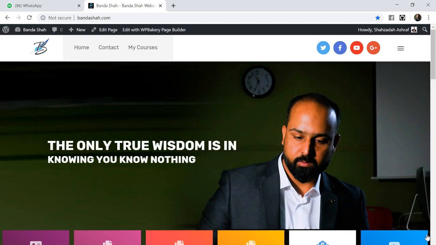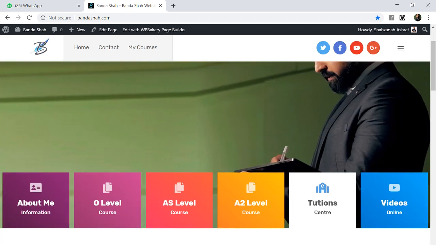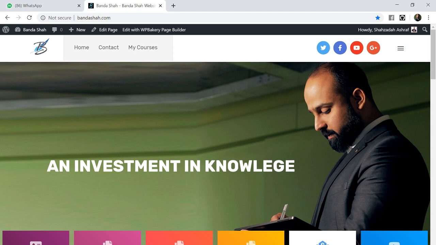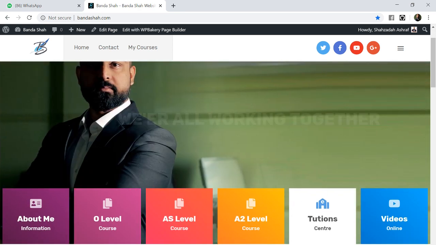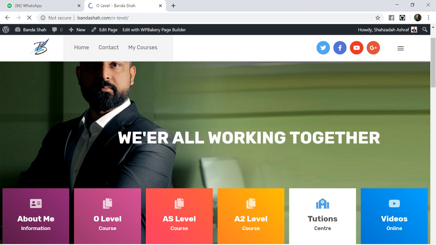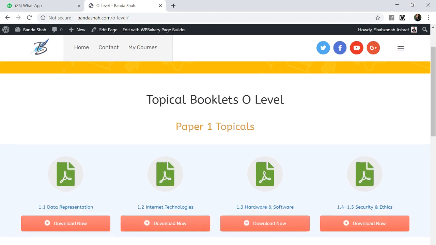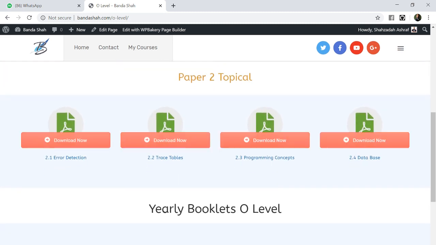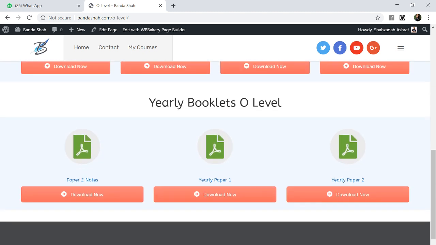Okay, let's start our O-level computer science class, and we start with the resources. So you can go to this website and you go to O-level course. Most of you would already have the booklets, paper one and paper two, with you. But this paper two notes, you can download it from here, in the yearly booklets O-level section.